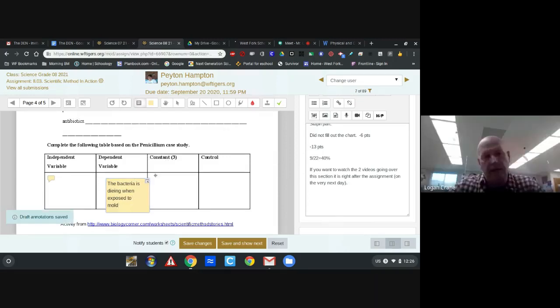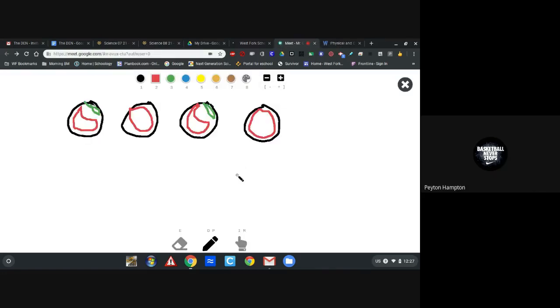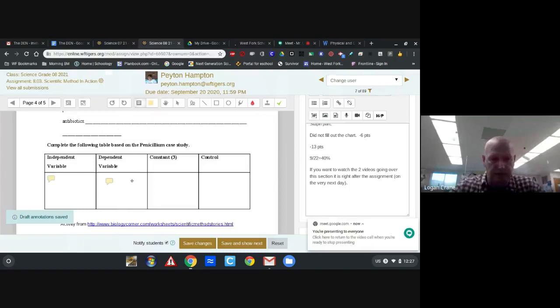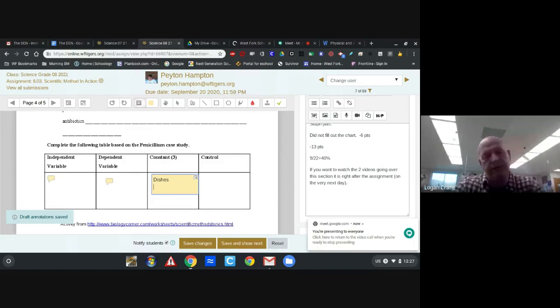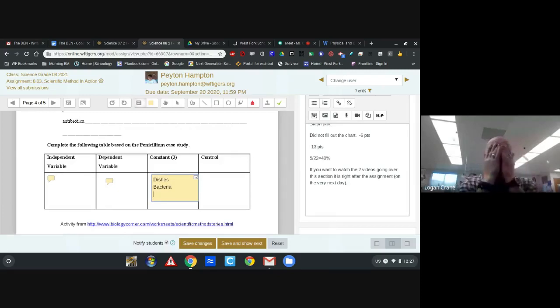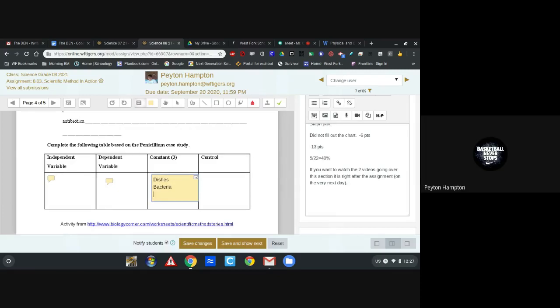All right. Now I'm going to flip back over there real quick. So what do you notice that are the same? That they're both plated well. All right, we got the dishes. Dishes are the same, right? Yeah. So dishes. What else? They're both bacteria. Bacteria is all the same. And anything else you can think of? They're both starting to die.